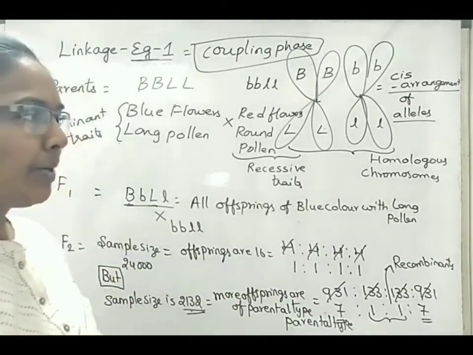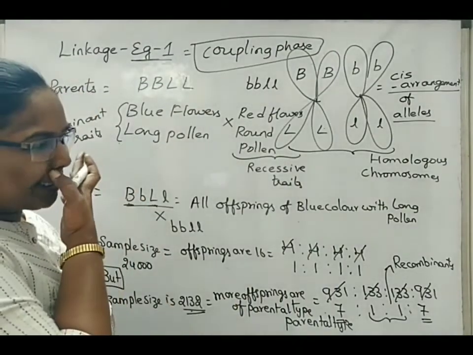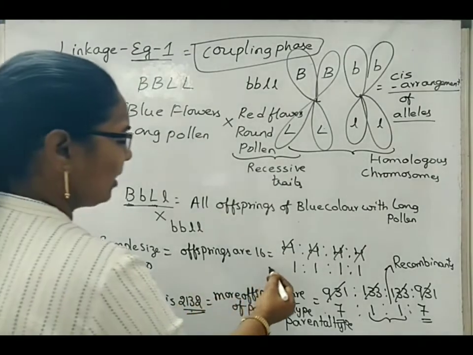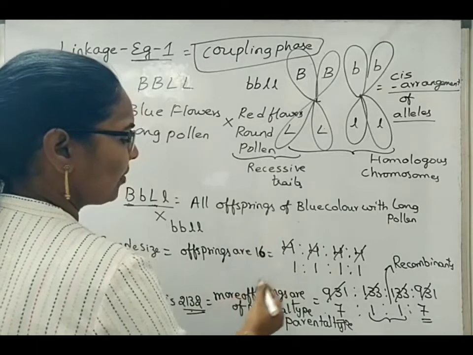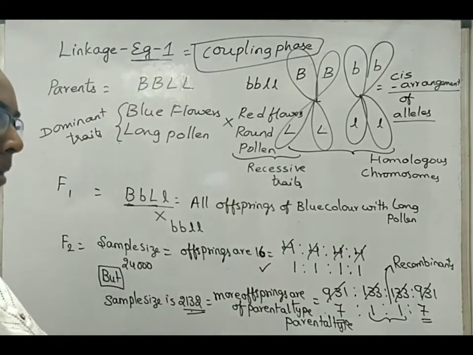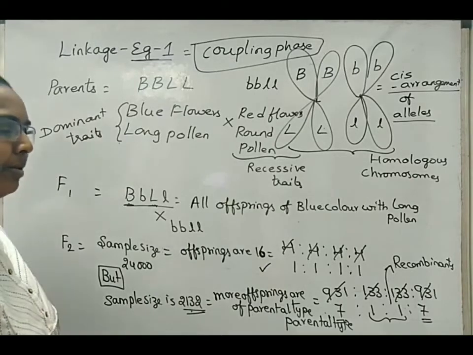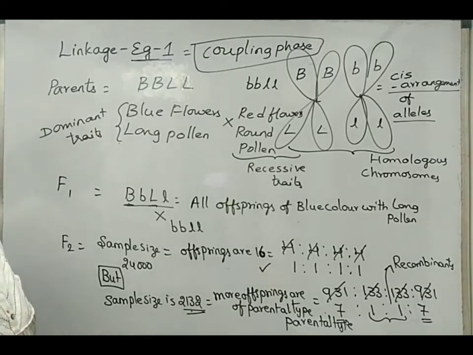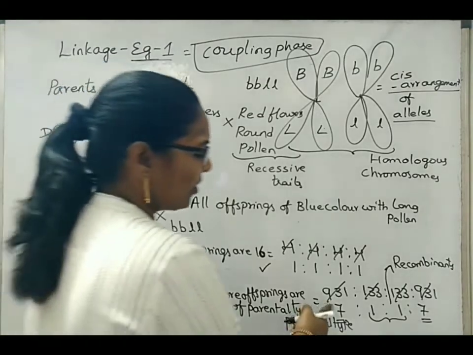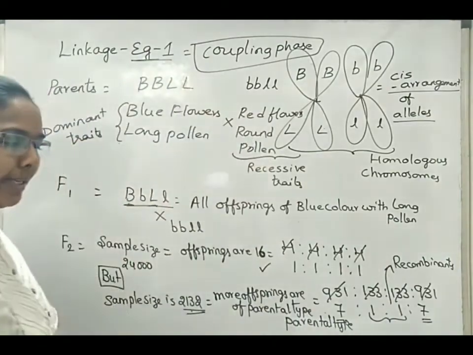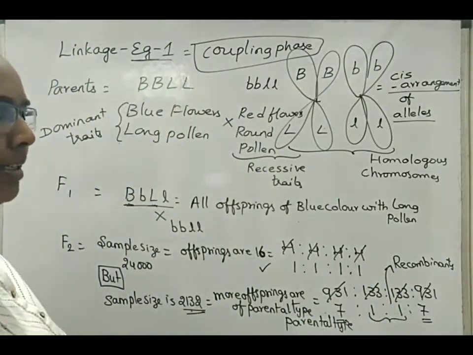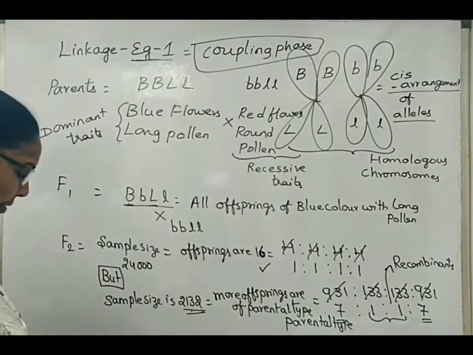This is the first experiment done by Bateson and Morgan based on the test cross. Clearly, I am telling you once again, based on 16 offsprings, according to Mendel, the ratio is 1:1:1:1. But Bateson and Punnett got a different type of ratio, that is 7:1:1:7. The first 7 and the last 7 represent the parental type. The middle 1 and 1 represent the recombinant type. We will see the second type of experiment also.